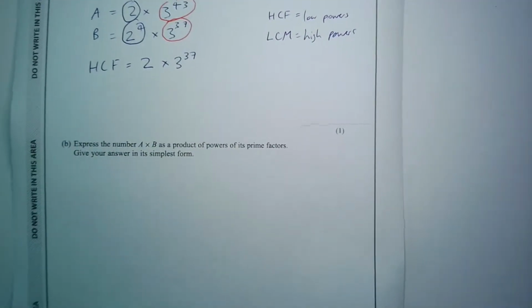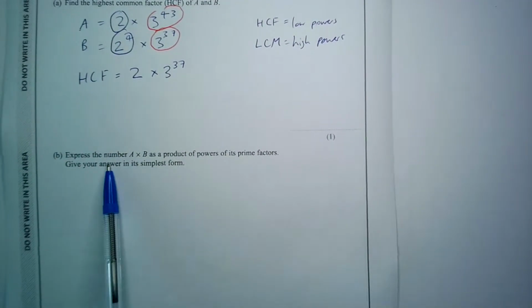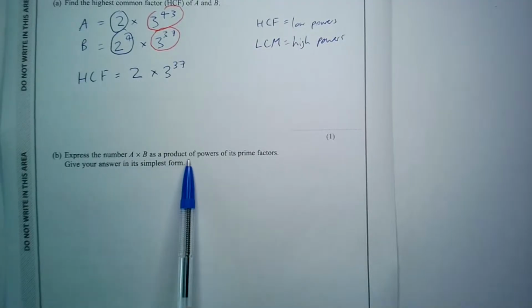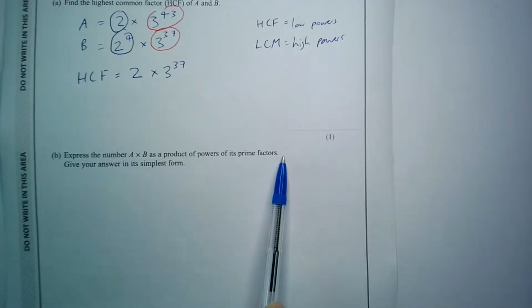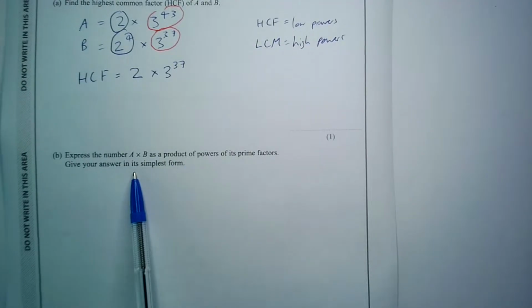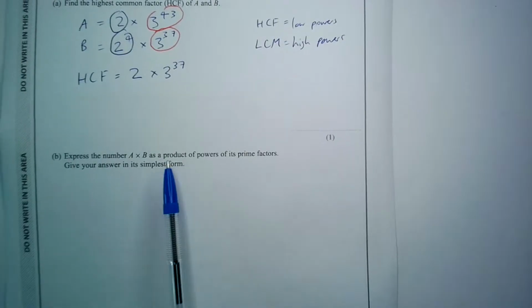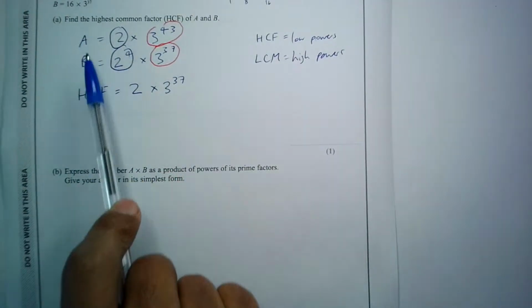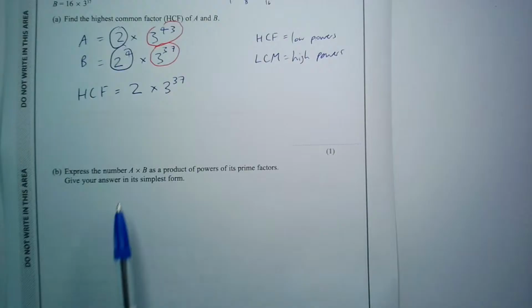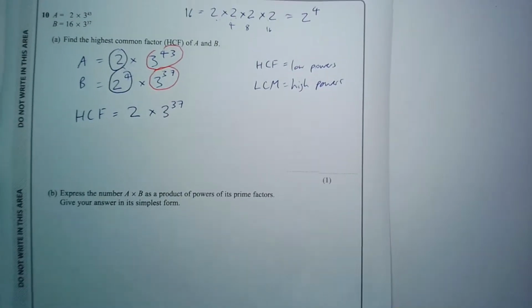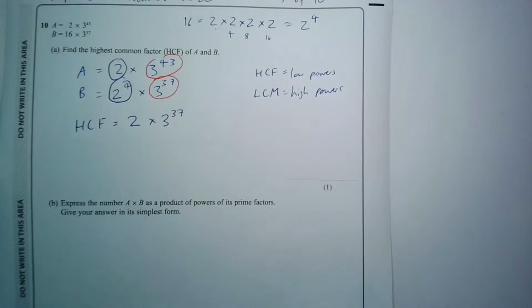Okay, let's look at part B now. Part B, express the number A times B as a product of powers of its prime factors. Give your answer in its simplest form. So here, what we are doing is we're just going to be multiplying them. So A times B. So press pause and have a go. When you're ready, press play for the answer.